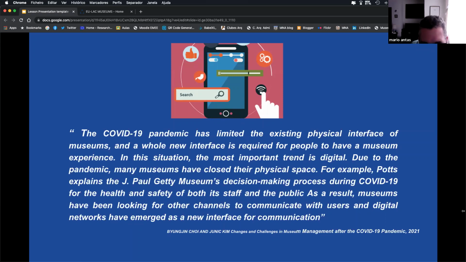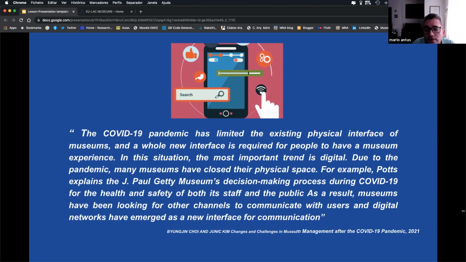Another very recent research, by two Korean researchers in the educational field, Choi and King, states that with the COVID-19 pandemic crisis, the relations, of course, changed. And of course, in this situation, the most important trend is digital.